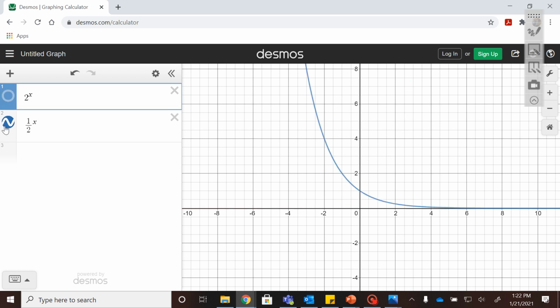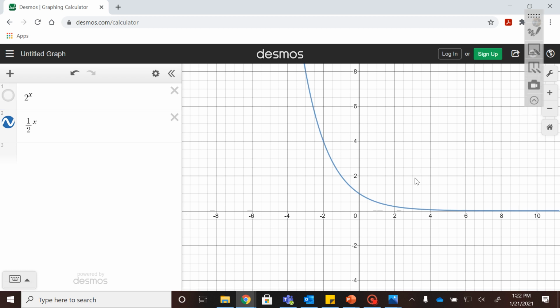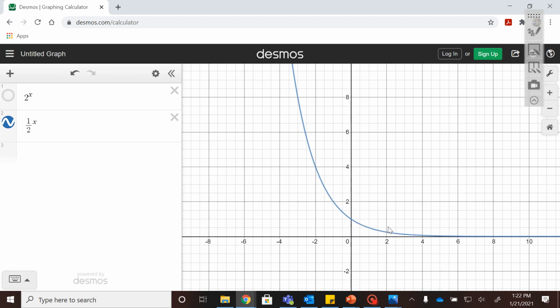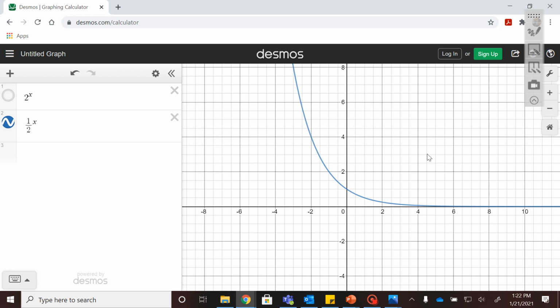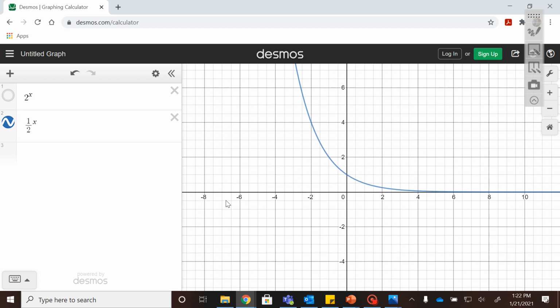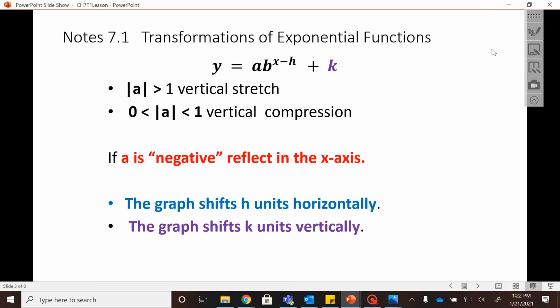A decay function would simply be the reverse. It's getting smaller. It's getting closer to 0 as we move to the right. It starts out very large and then gets very, very small. This is decay. Once again, it also has an asymptote at 0. It gets very close to 0, but does not actually cross 0. So our graph, if it's decay, is going to look something like this, and growth will look something like this, the other direction.